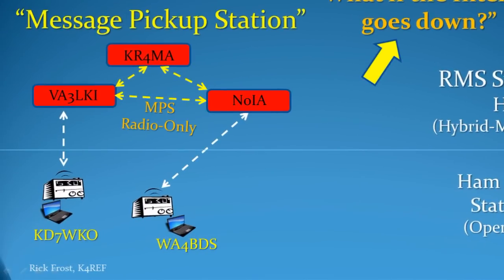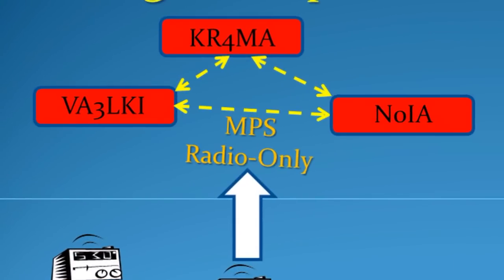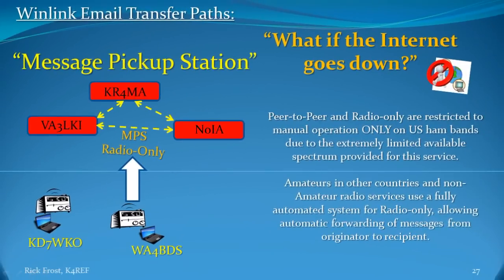In our example here, KD7WKO wants to email WA4BDS. The first thing that needs to take place is that WA4BDS has to tell the Winlink system which station he wants to use to pick up his emails. With the internet down, there are no massive servers available to use for storage and transfer of the enormous number of emails that normally need to move through the Winlink system. Each ham radio station will need to choose from 1 to 3 message pickup stations so that the system can store his emails for pickup.